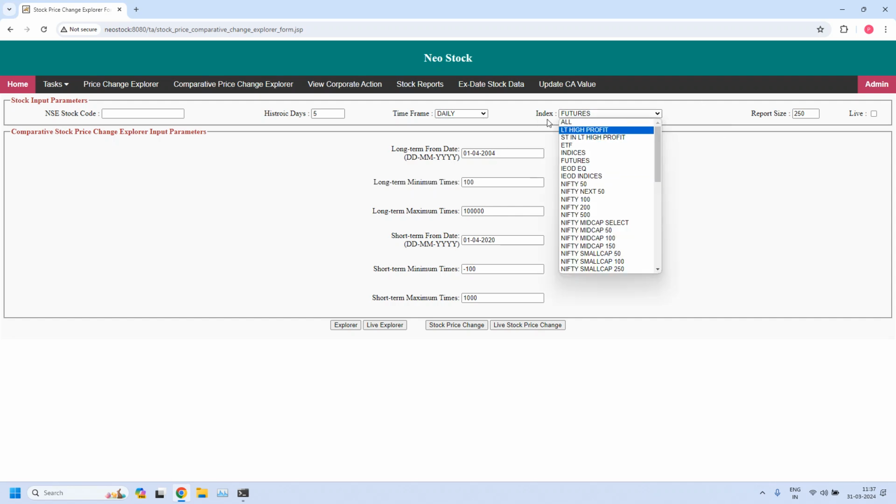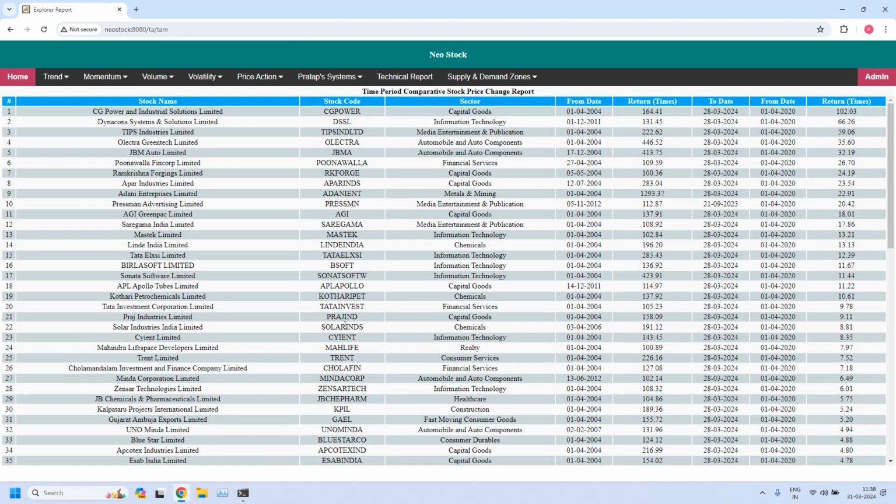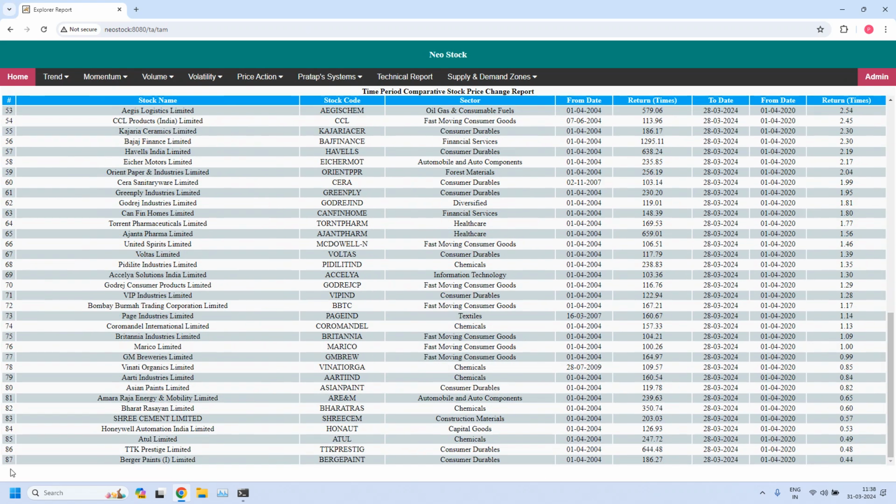So here I need to select all stocks, not futures. The entire database I need to select. So I am selecting all. Now let me filter. Again it will take maybe 10 seconds at maximum to perform this. Yeah, now we got the list. Now let us check, all 87 stocks are there. Yes, we have 87 stocks.